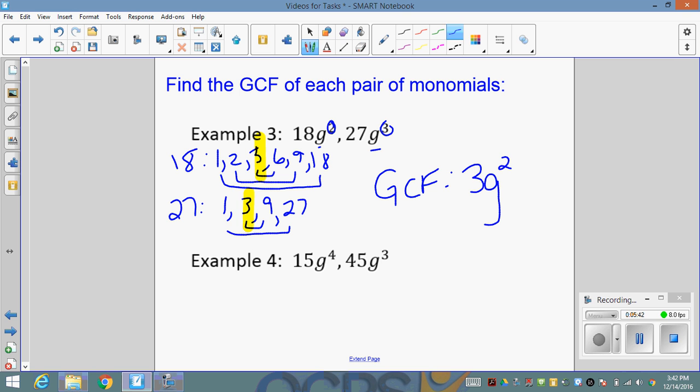Okay, on example 4, I'm going to kind of cheat a little bit. Not really cheat, I'm just not going to show all my work. I notice right away that 15 goes into 45. 45 divided by 15 is 3. So my GCF is going to start with a 15. I could list my factors, but since 45 is divisible by 15, 15 is going to be my greatest common factor. Again, the g's are common, so I'm going to have a g. I've got an exponent of 4 and an exponent of 3. I pick my smaller exponent.